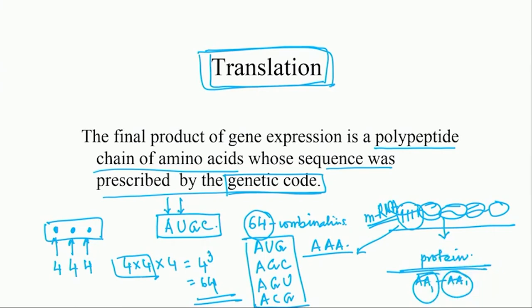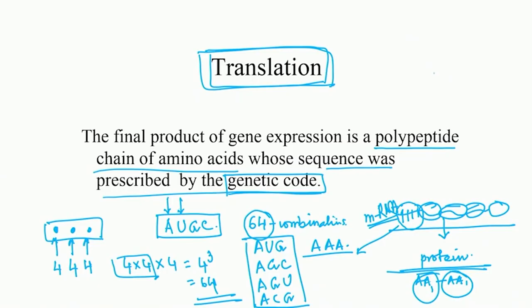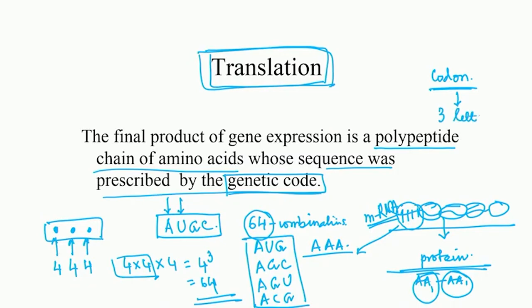But while doing so, you now see that you have many extra codes, because you have 64 basically. Now, these individual three-letter codes are called the codon. The genetic code is basically the whole alphabet structure, which amino acid is expressed by which codon. A codon is the three-base sequence that codes for a particular amino acid. That is what is called a codon.